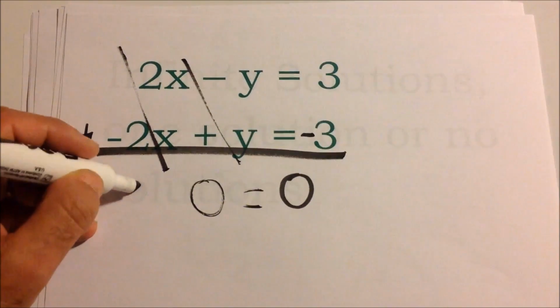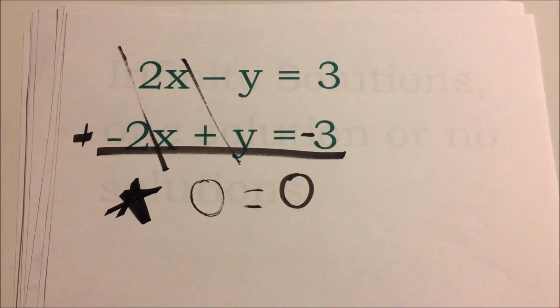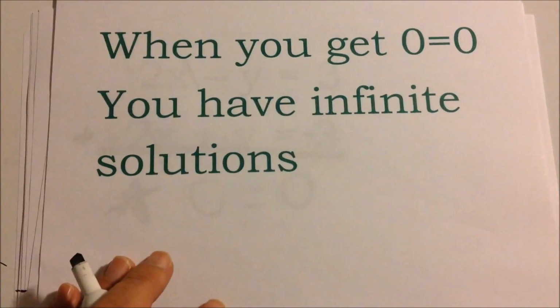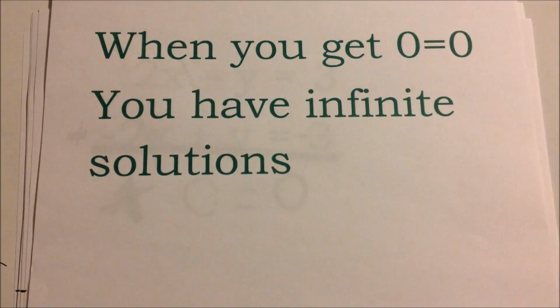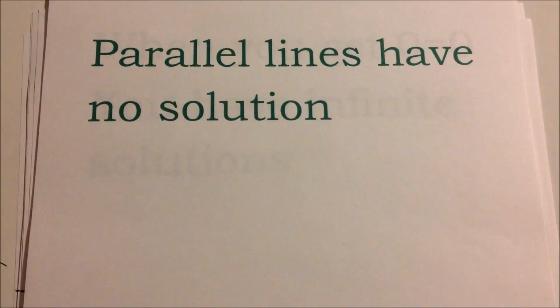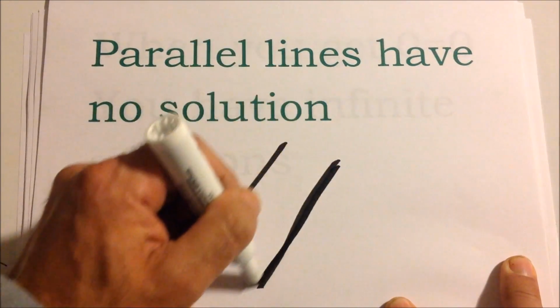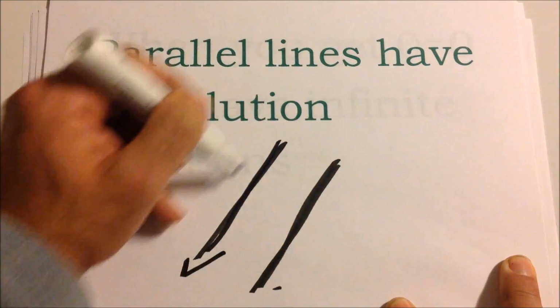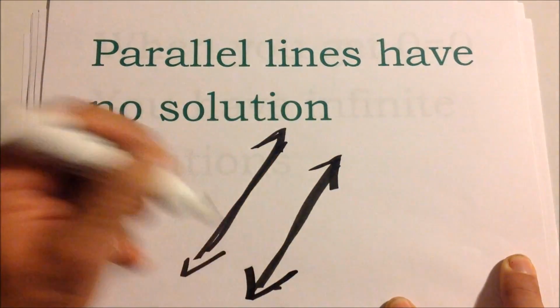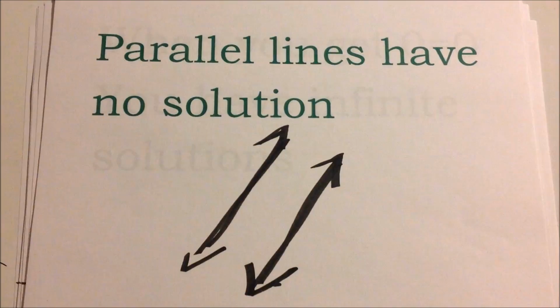Again, remember, this is very important. When you have 0 equals 0, you have infinite solutions. Keep that in your head. 0 equals 0 means infinite solutions. If you have no solution, then you have parallel lines. Parallel lines have no solution. They don't meet, right? Two lines, they don't meet. They do have the same slope, though. Keep that in mind. But they don't meet, so parallel lines have no solutions.